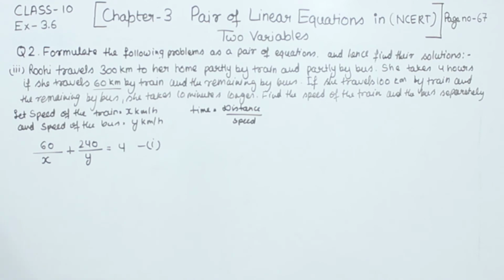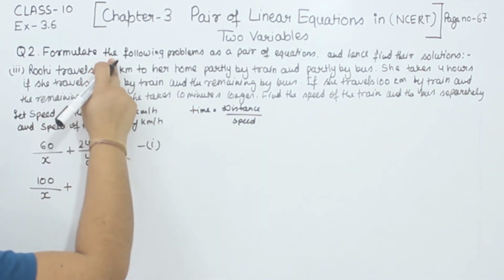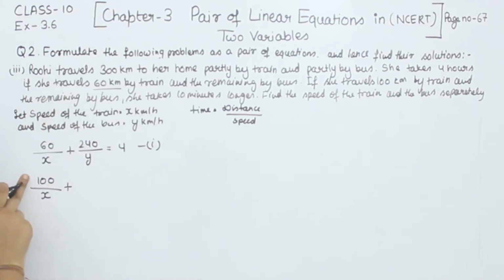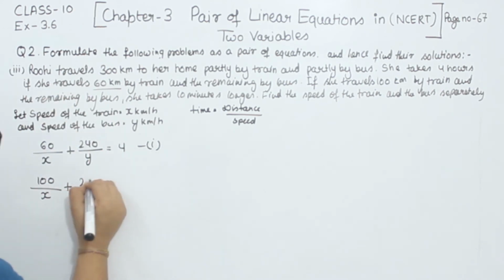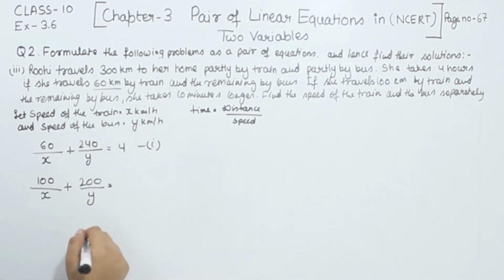The second one we are having, she travels 100 km by the train. So this one is the distance upon speed we are having and the remaining. So total we are having 300 km, 100 is travelled by the train. So remaining we are having 200 by the bus. And this time the time taken is 10 minutes longer. That means the time we are having is 4 hour 10 minutes.